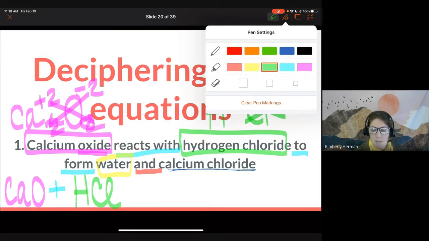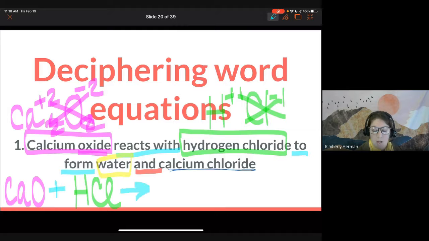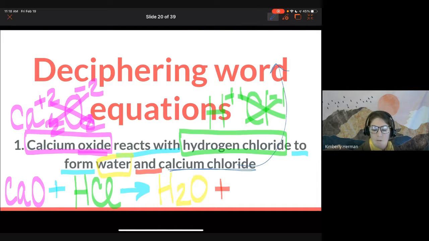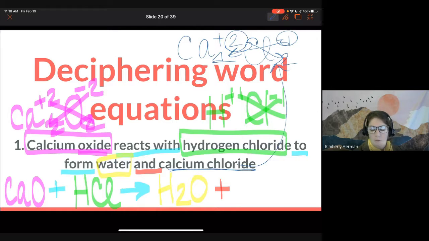To form. Okay, we're forming something, so we're going to have our yields arrow here. What is water's formula? Yes, H2O. We see an and, so we're going to have a plus. And then we now have our calcium chloride. Remember, calcium was Ca +2 and chloride Cl -1. Then we're going to cross it over. We don't have to show the 1, so we'll just have CaCl2.